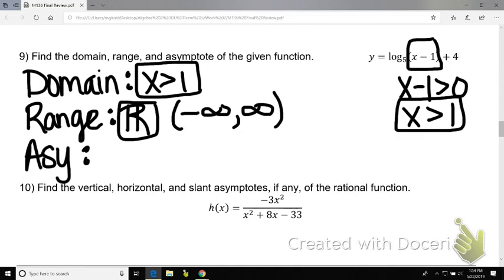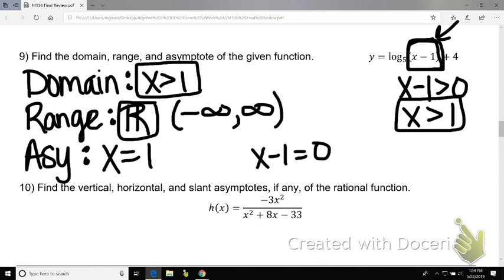And it's just going to be the exact same thing you have for a domain, except it's going to have an equal sign. Remember the asymptotes we did yesterday: vertical asymptotes were always the equations that said x equals a number. Yesterday it was whenever it made the denominator 0. Well, this asymptote is whatever makes what we're taking the log of 0. So x minus 1 equals 0. That's how I got x equals 1.